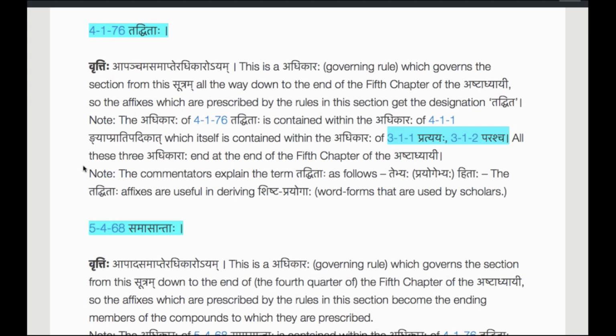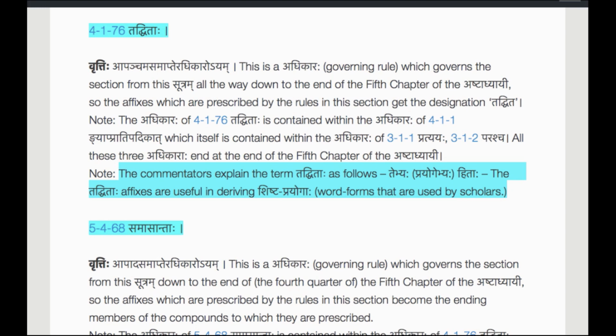Pāṇini himself does not define the term Tadhitaha, but the commentators, the grammarians, have given the following explanation of the term Tadhitaha. Tebhyaha prayogebhyaha hitaha. The Tadhitaha affixes are useful in deriving Shishta Prayogaha, word forms that are used by the scholars and accepted in the language. So these are affixes which help us derive those forms which are in usage in the language. In English, these affixes are sometimes referred to as secondary affixes.